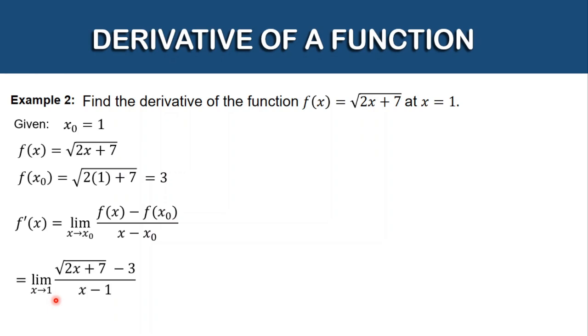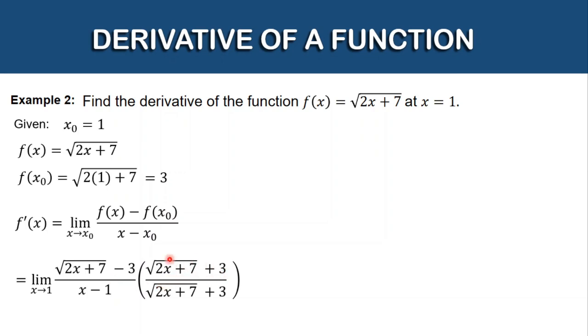So at this point, hindi pa rin natin siya pwedeng i-direct substitution kasi magkakaroon tayo ng 1 minus 1 sa baba. And that is undefined. Also, we cannot factor this part. And we have another option to find the limit of this. And that is by multiplying the numerator and the denominator by its conjugate. So the conjugate is just the numerator with plus sign. So here is the conjugate. So the square root of 2x plus 7 plus 3.